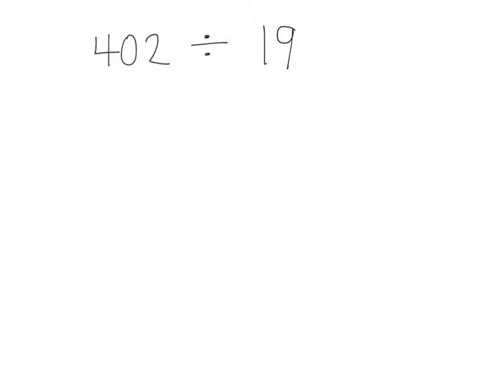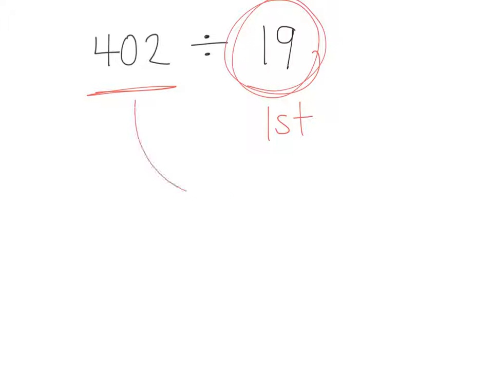We always round the divisor first because we need to make sure the whole is compatible with the divisor. Okay? So let's take a look at this example. Is there a number pretty close to 19 that's easy to deal with in our heads, Alina? 20.